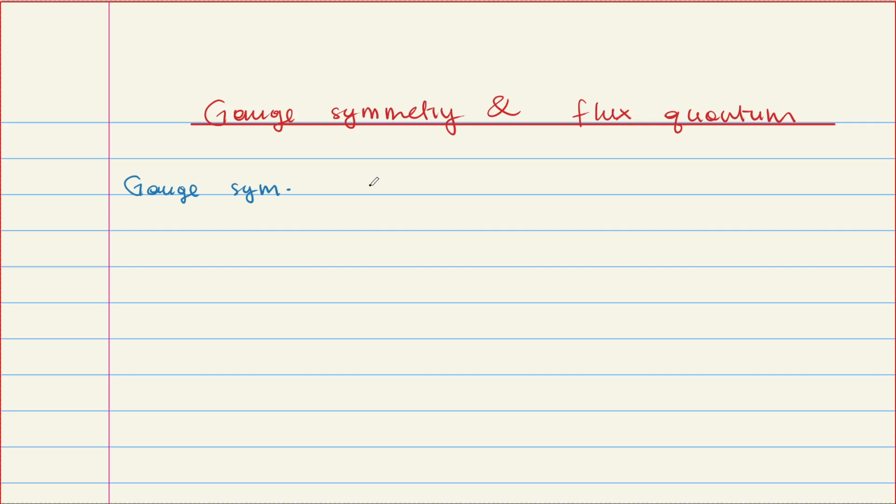Suppose we are still working within the Ginzburg-Landau formalism, and suppose I take my order parameter in Ginzburg-Landau and I replace it with itself times some phase. But this phase is not constant. This phase is what we call local. At every point in space we are putting a phase degree of freedom.